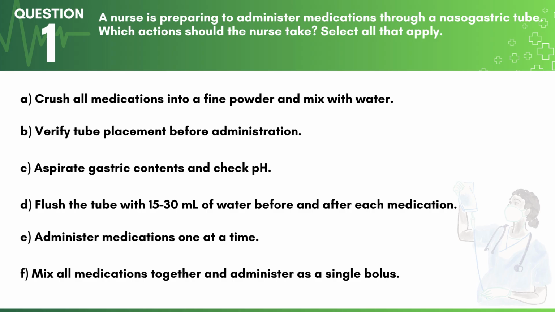B. Verify tube placement before administration. C. Aspirate gastric contents and check pH. D. Flush the tube with 15 to 30 milliliters of water before and after each medication. E. Administer medications one at a time. F. Mix all medications together and administer as a single bolus.